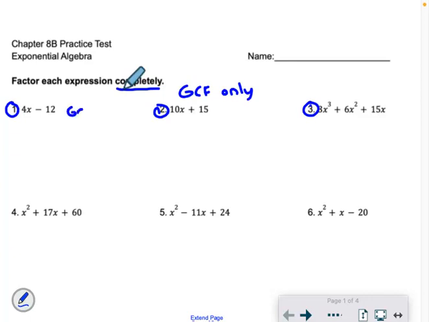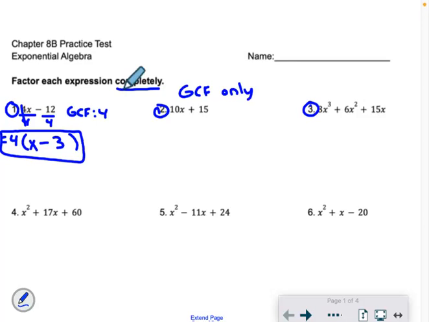So our GCF is 4. That means that goes first in my answer. And then we divide both of these by 4. When we do that, these 4's will cancel. I'm left with just an x, and negative 12 divided by 4 is negative 3. This one is actually something we learned in Chapter 8A, looking at just do the GCF and then move on.